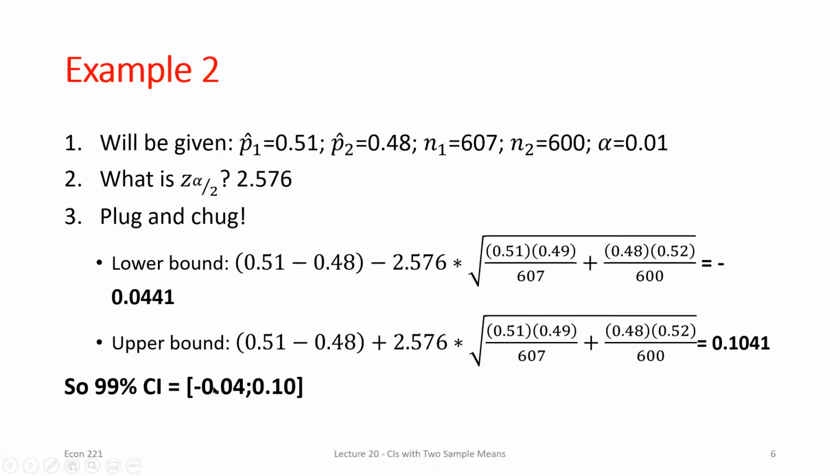That difference could be negative, right? Could be positive, or it could be 0. If the difference is 0, it means the proportion is identical between the 2 years. So it's a very similar example.